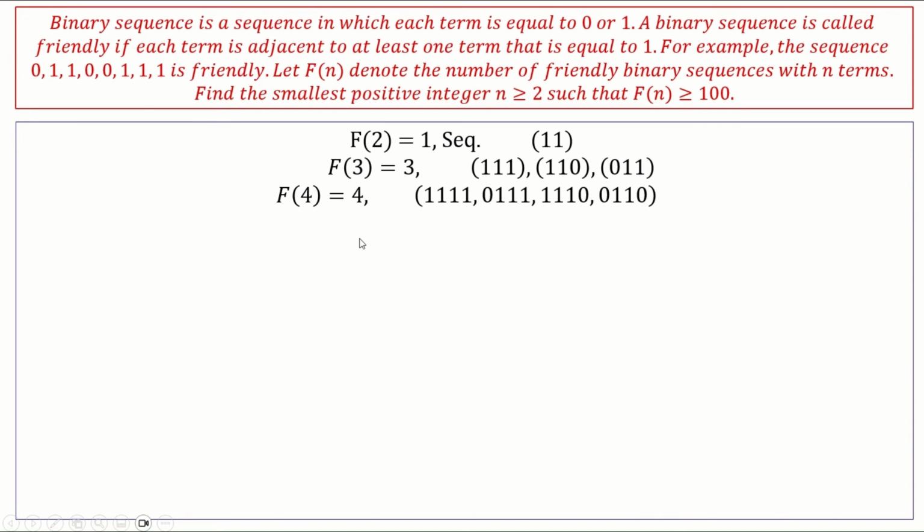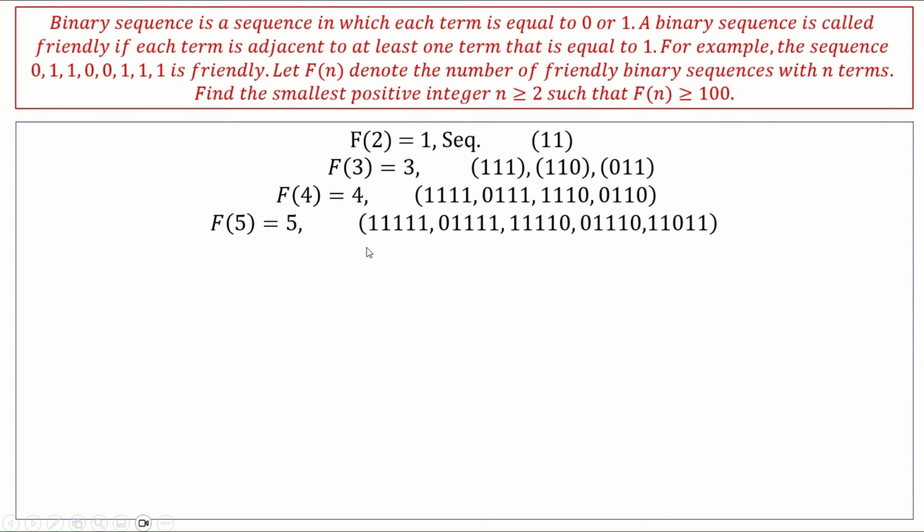Now, look at f of 4. These are the four possible combinations. None of the other combinations are possible. You can take any four-digit binary number and try. 0110 is possible, it is already there. But 1001 is not possible. 1010 is not possible. Mainly, you look at the second and the last but one. The second and n minus 1 have to be 1, otherwise it's not possible.